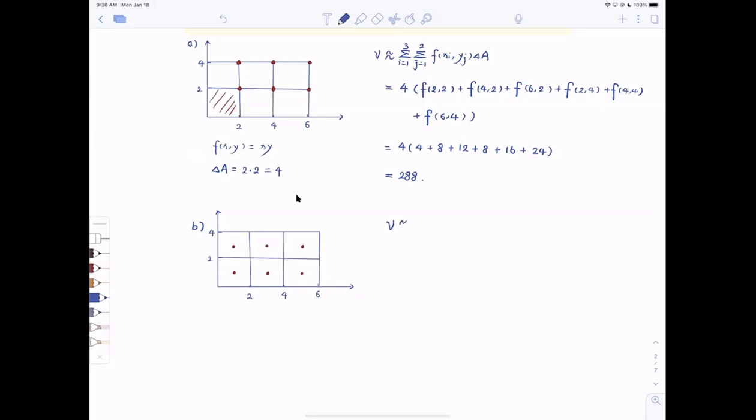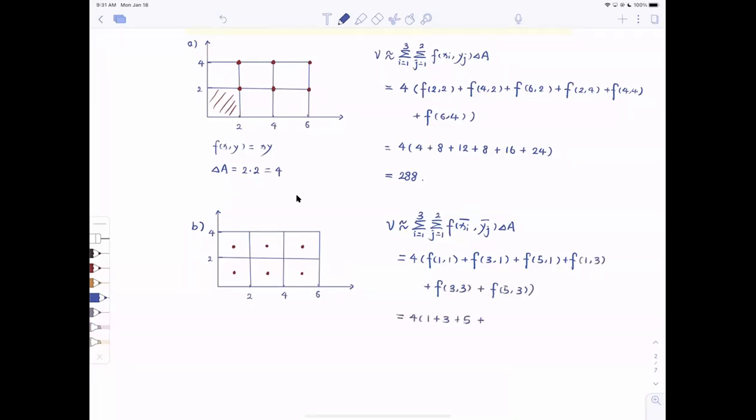Now our volume is around, again you're adding from 1 to 3 and 1 to 2, f(xi bar, yj bar) delta A. Okay, bar means you are taking the midpoint, the average value. So this equals 4 times f(1,1) plus f(3,1) plus f(5,1) plus f(1,3), f(3,3), f(5,3), which will give you 4 times (1 plus 3 plus 5 plus 3 plus 9 plus 15), which will give you 144.